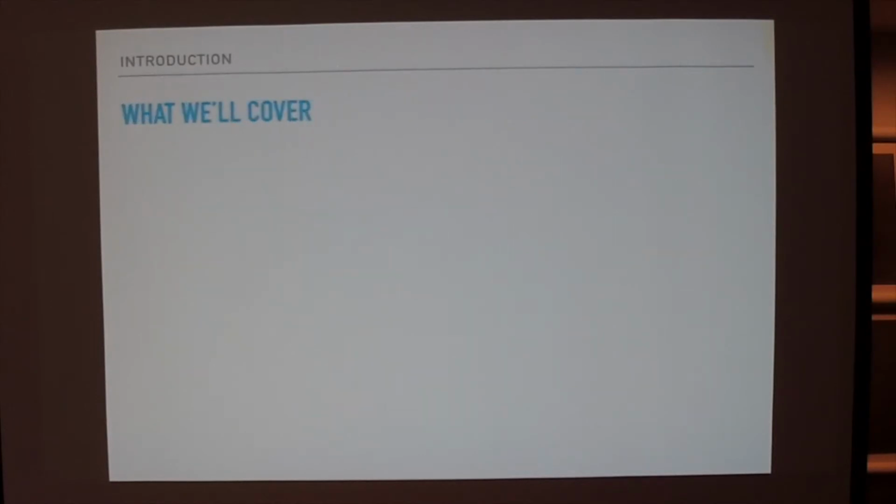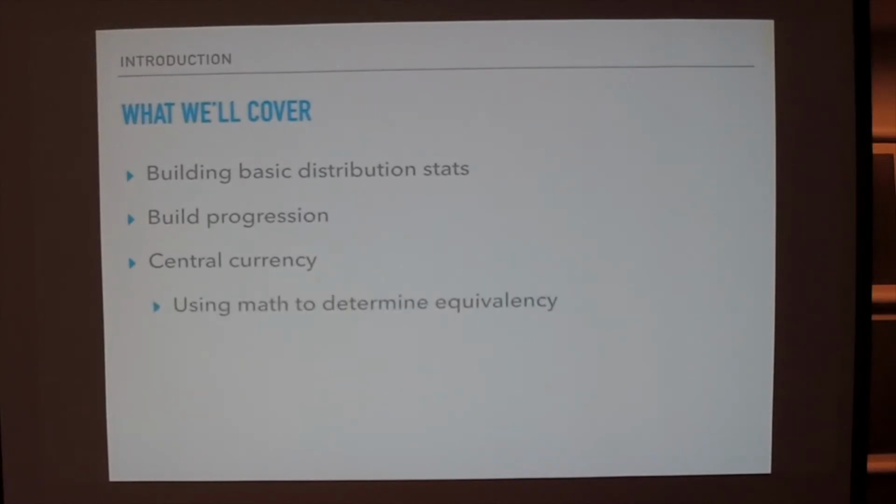So what we're going to cover today are basic distribution stats, so averages and things like that, some build progression, a central currency model, which you can use for mathematical equivalency. You can also use it for subjective concepts, things that don't have a number associated with them. And then I'm going to finish out today with talking about building simulations.